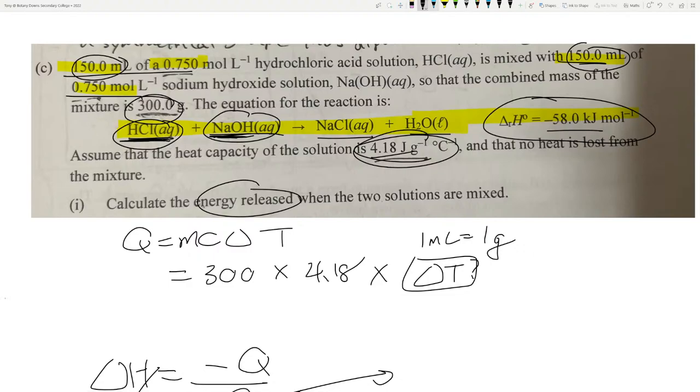Now, you may ask, what should I do if the two numbers are not the same? You can do both of these mole calculations. I can calculate the HCl mole using those numbers, and I can calculate the sodium hydroxide mole using those two numbers. If the numbers are different, always use the lower one, because that is what we call the limiting factor.